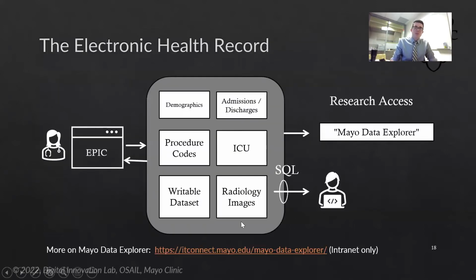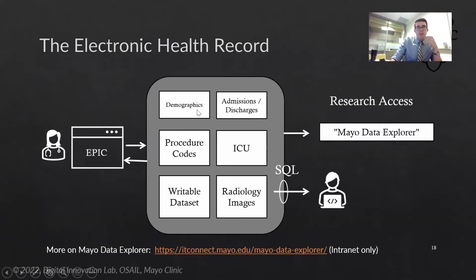So I thought I would include just a brief spreadsheet of what the EHR looks like. Most of us are familiar with Epic. Epic is the front-end interface, we say, to the electronic health record. It's a menu essentially, and then it pulls and pushes data back and forth to the EHR.